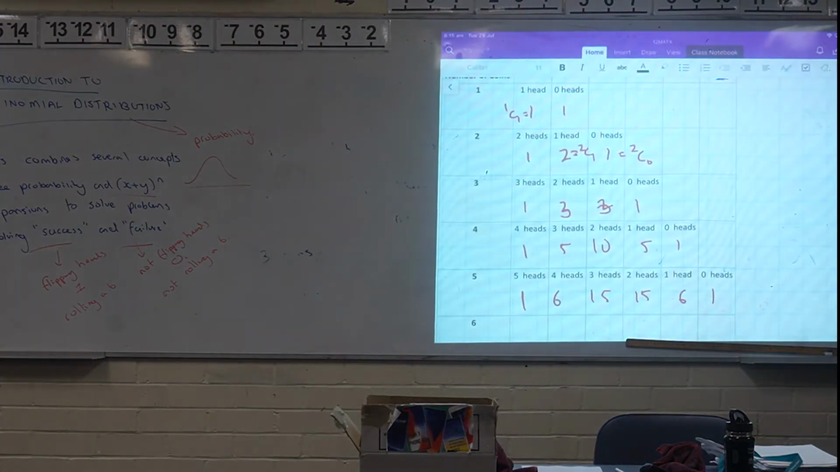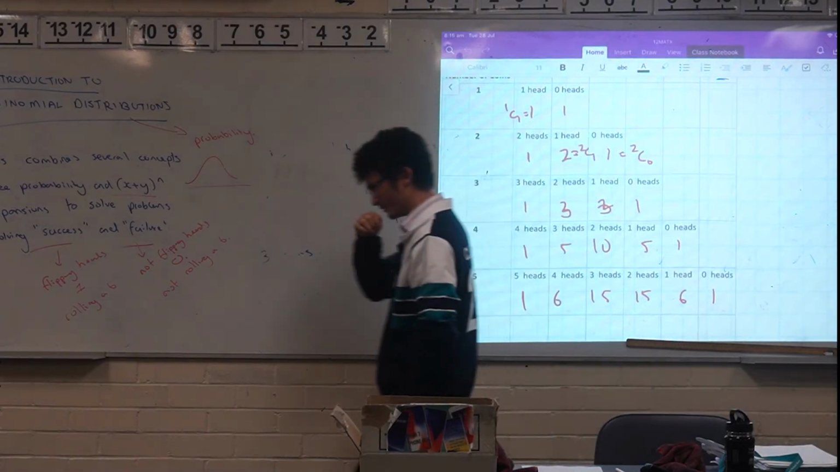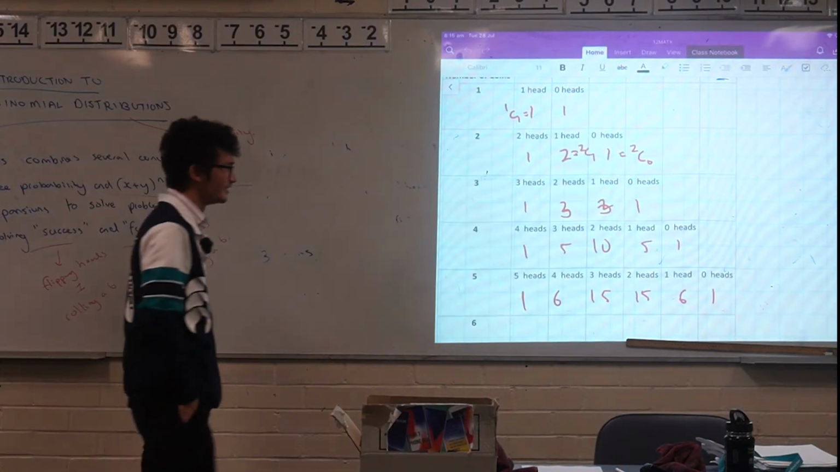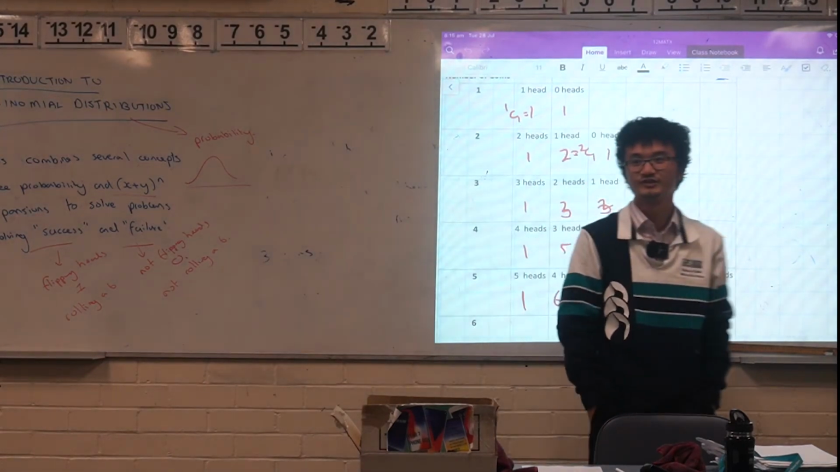This neat little table going on. Oh, you got it, Harry. Good man. Now, Matt mentioned that this looks exactly like Pascal's triangle, and you're exactly right.